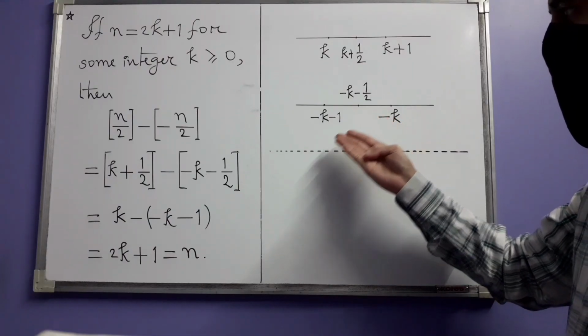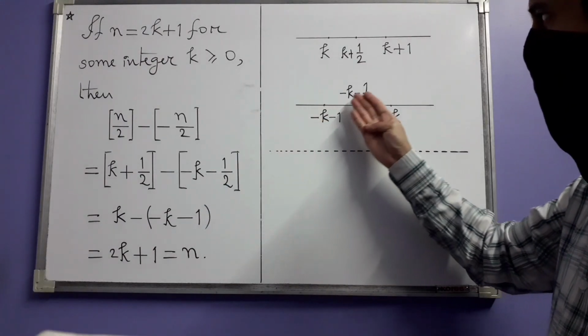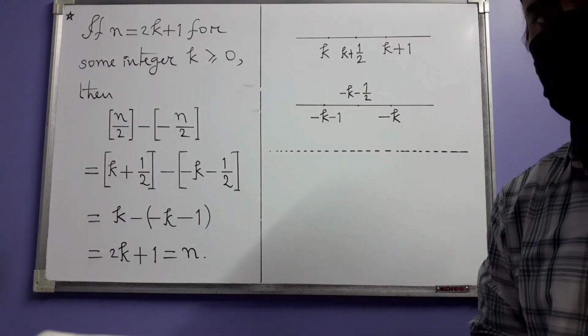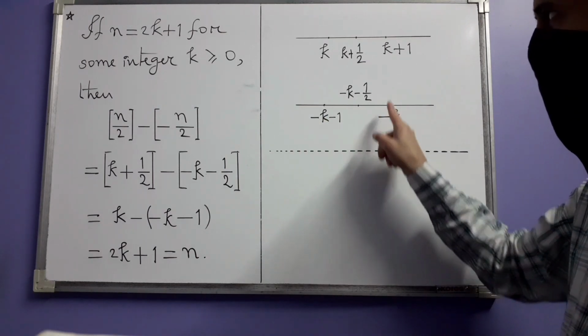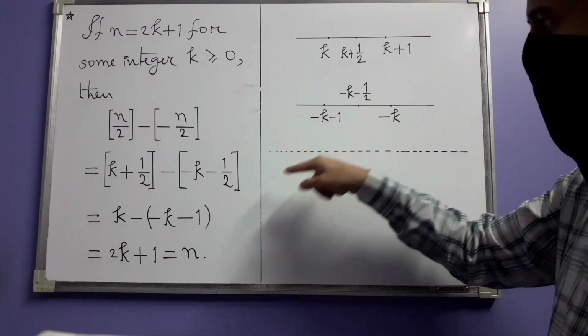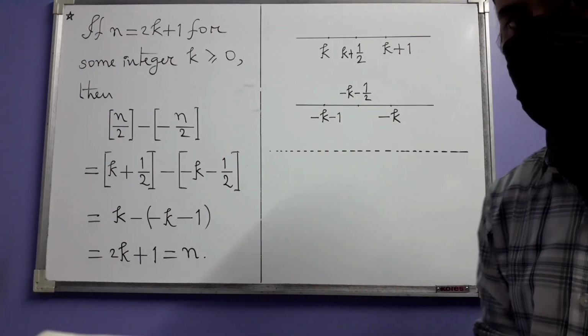And in this second one, we have located minus k minus 1 over 2 as the middle point of minus k minus 1 and minus k. So just like this one is k, this one is minus k minus 1.